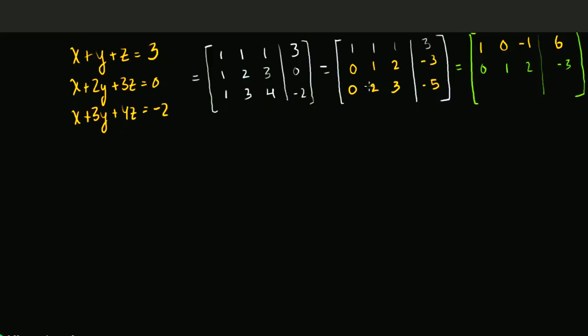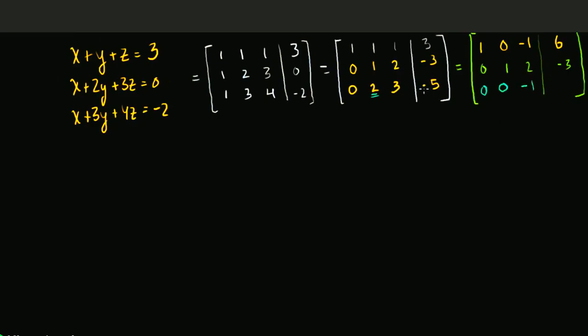Now let me get rid of this entry right here. Let me zero that out. So let me replace the third row with the third row minus 2 times the second row. So we have 0 minus 2 times 0. That's just going to be 0. 2 minus 2 times 1. That's 2 minus 2. That's 0. 3 minus 2 times 2. That's 3 minus 4, or minus 1.